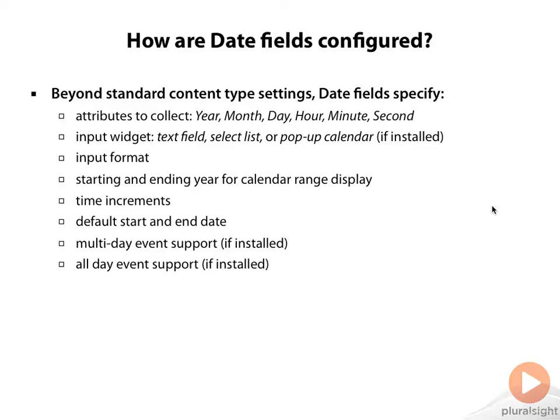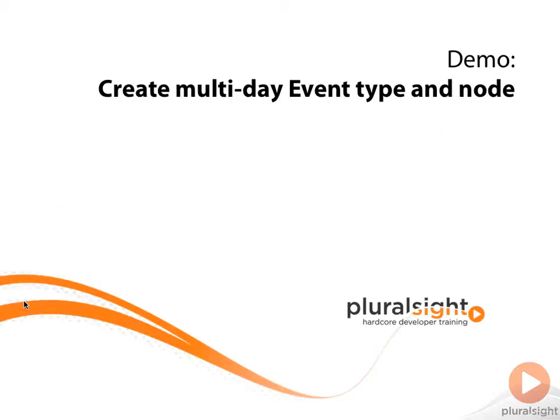All-day event support can also be installed and enabled, as can repeating event support, but none of those are required, as we noted earlier. You can also enable date object caching, which allows you to improve the performance of very large, very active calendars by caching underlying information. Let's go in and take a look at how this works.